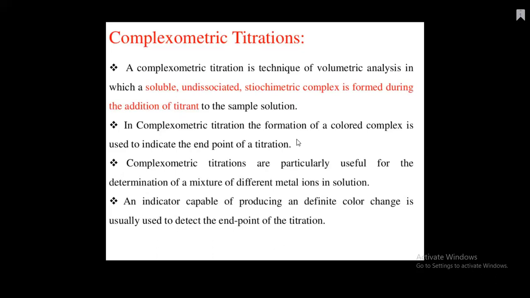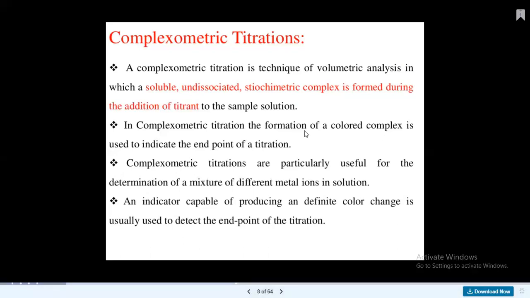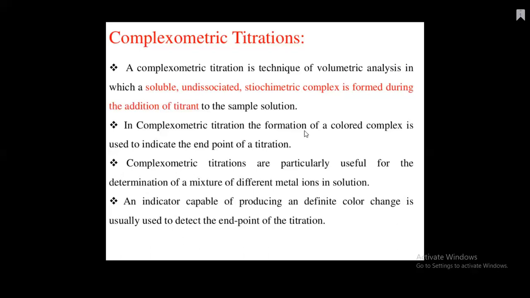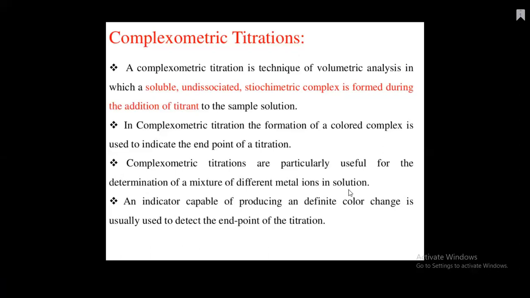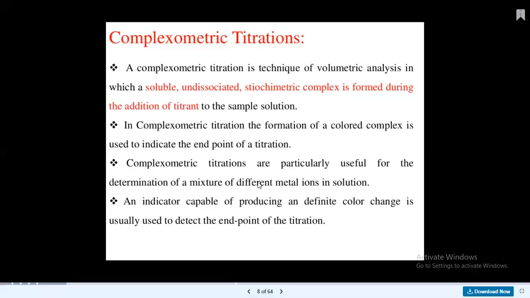Okay, there are two important terms here: the metal ion gives colors when it forms a complex with the indicator, not with EDTA. It has the ability to form a complex with EDTA and also the ability to form a complex with the indicator. Complexometric titrations are particularly useful for the determination of mixtures of metal ions in solution. We can quantify the different metal ions present in the solution, and an indicator capable of producing a definite color change is usually used.